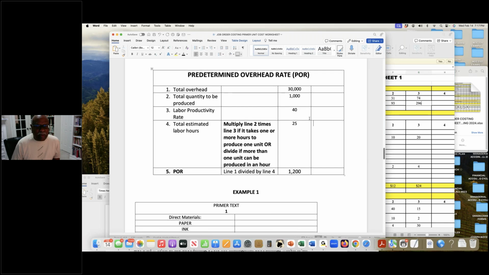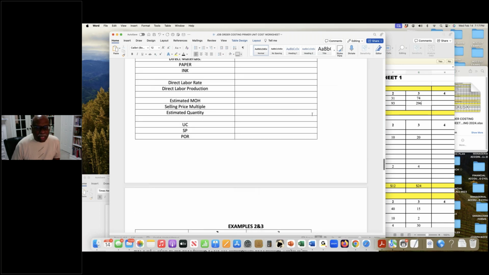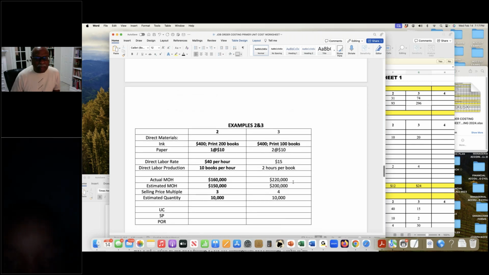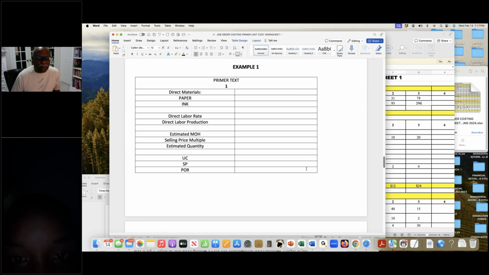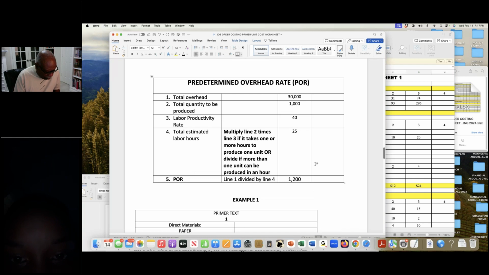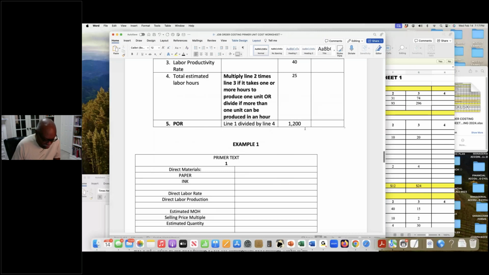Now let's look at the case where we multiply. So let's look at example 2, where you estimate MOH to be 200,000. So we're going to put the 200,000 here. And the quantity to be produced was 10,000. Okay, so that's going to go on this line.